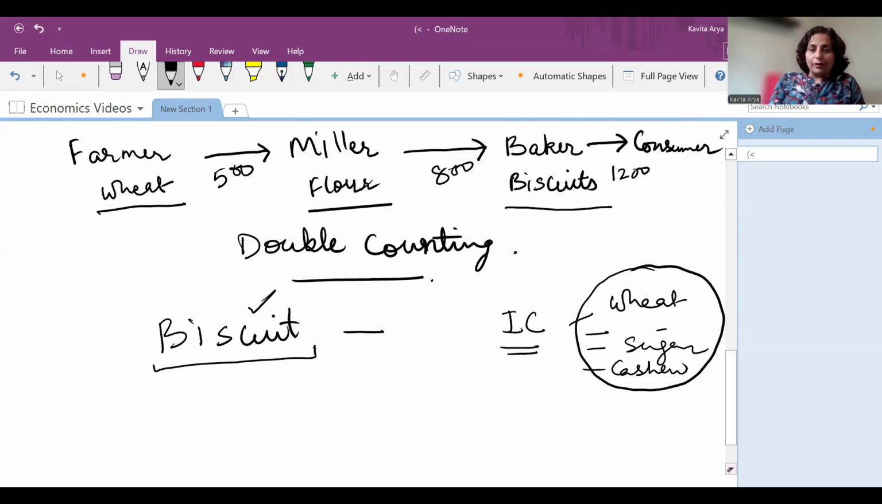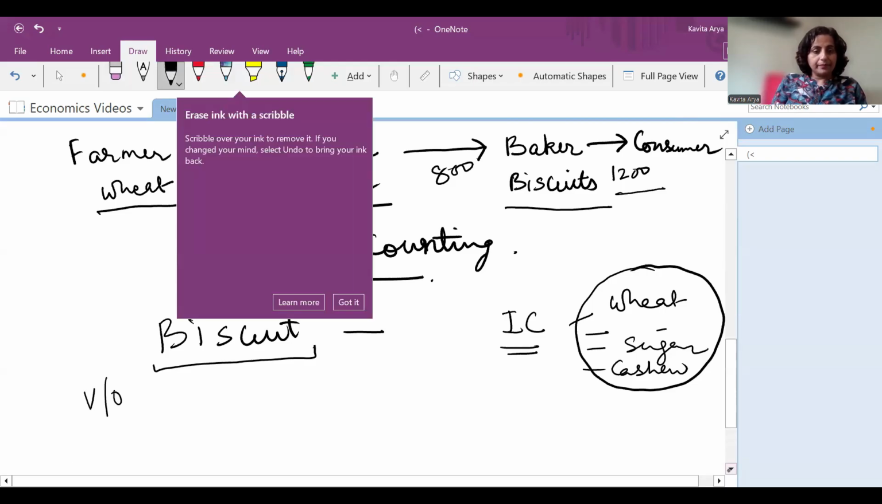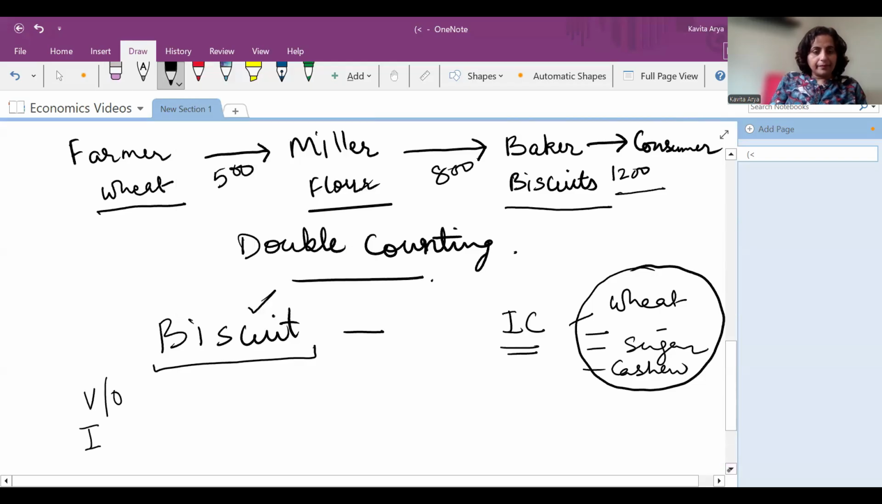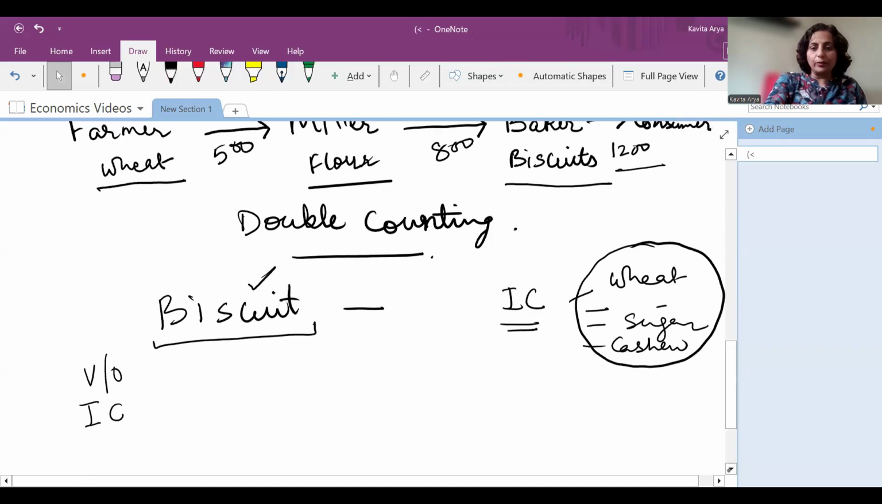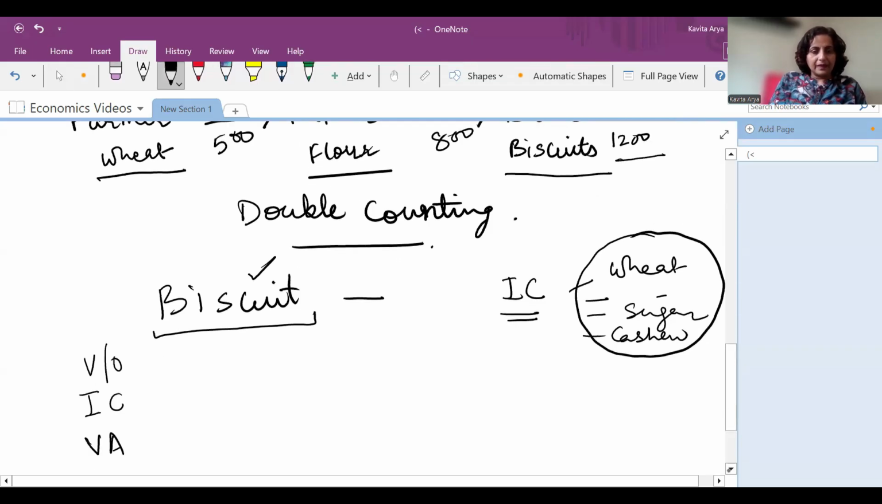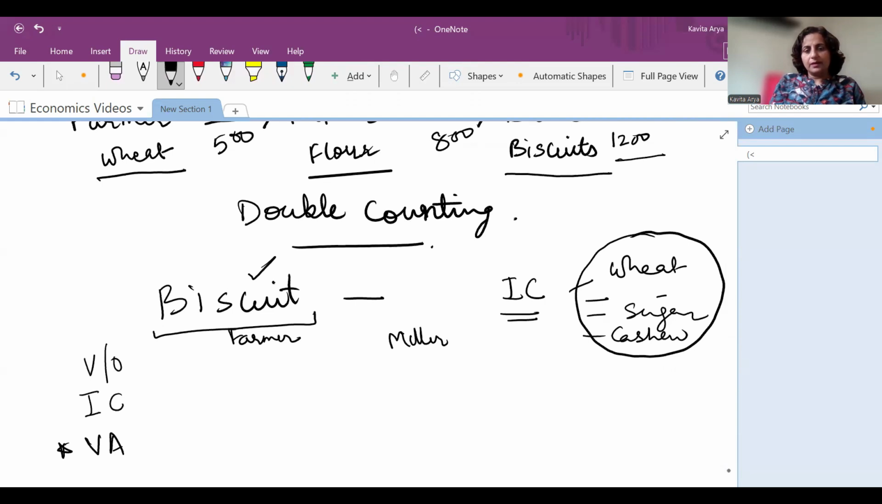So what's the value of output? The value of output is 1200, right? If we, in this example, try to understand what's the value of output, what's the IC, and what is value added, which is required. So let's see. If I am talking about farmer at this stage, miller at this stage, and baker at this stage.